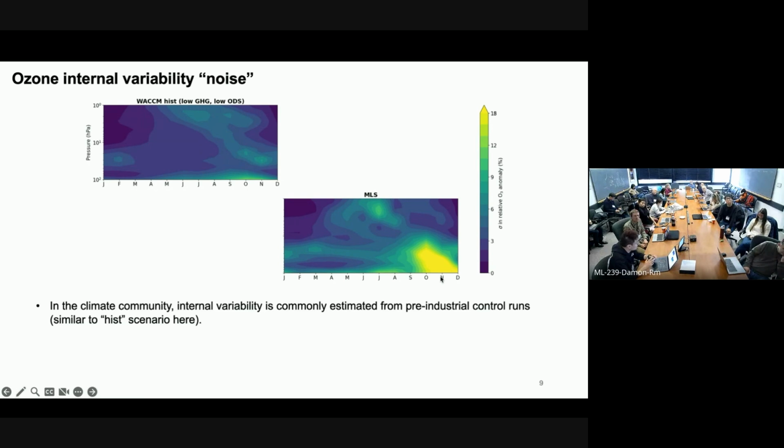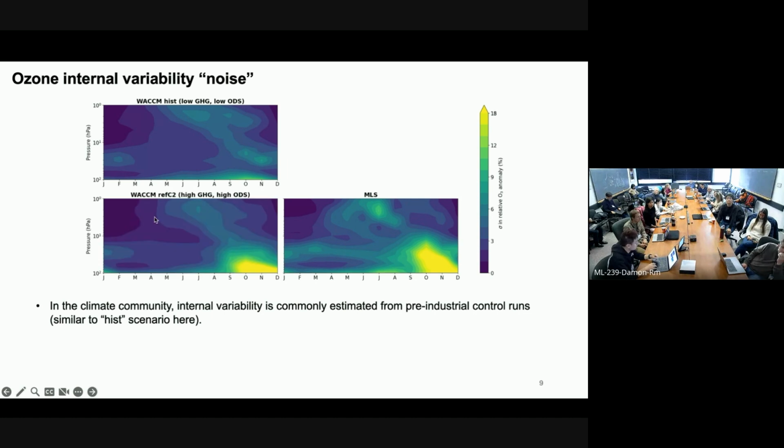But in climate communities, these internal climate variabilities are commonly estimated from these pre-industrial control simulations. But in terms of looking at detection and attribution in the chemical world, we cannot capture this internal variability from these pre-industrial control simulations.